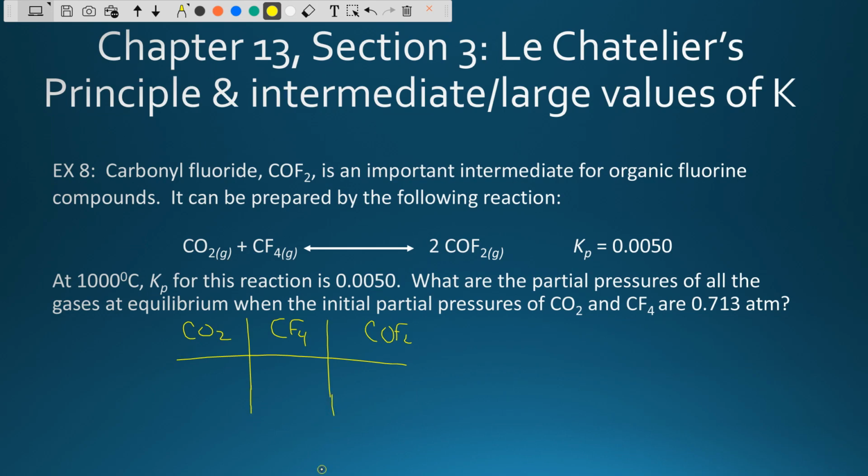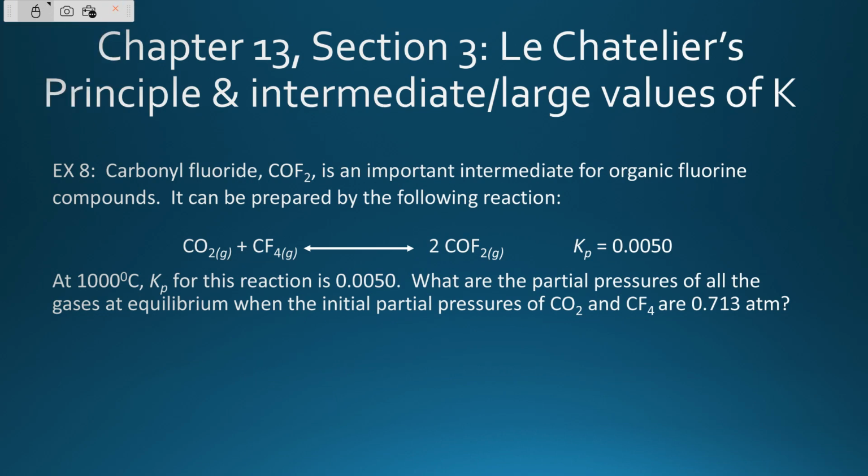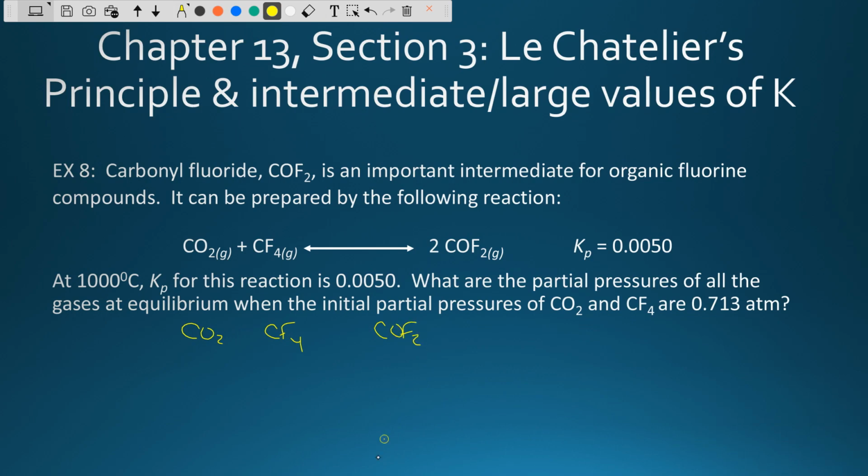I don't know if I'm going to run into any problems until I get to see some of these values in here. Let me get rid of this guy. And I don't know if I'm going to have any problems until I set up my ICE chart. So CF4 and then COF2. All right, seeing this, I end up in this problem. I have 0.713, this is atmospheres now, 0.713 atmospheres, and it's starting at 0. Now, it says that the Kp for this reaction is 0.005.